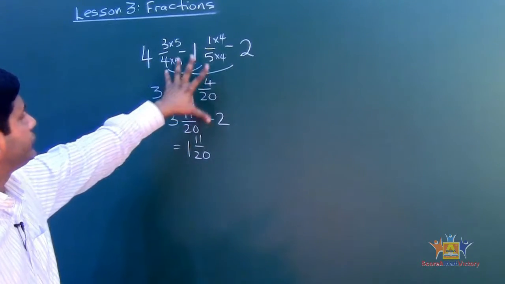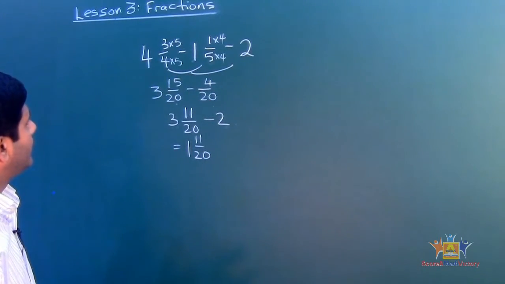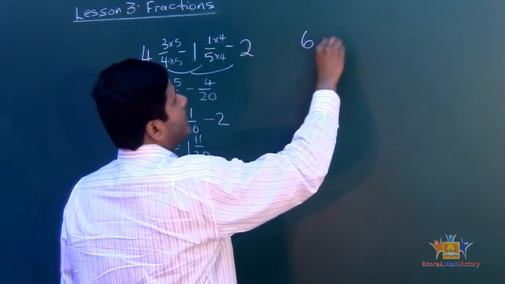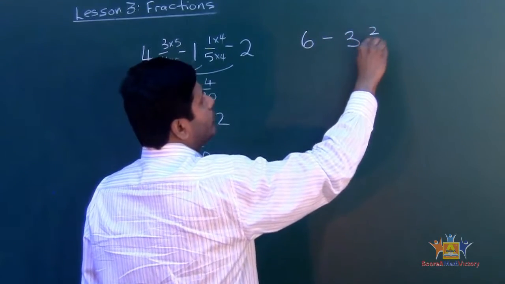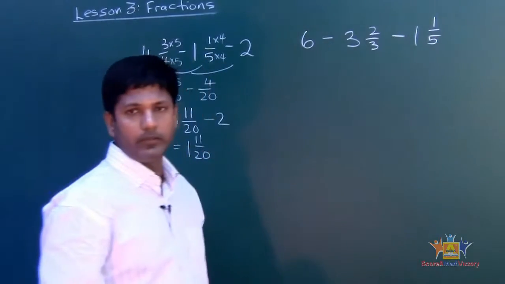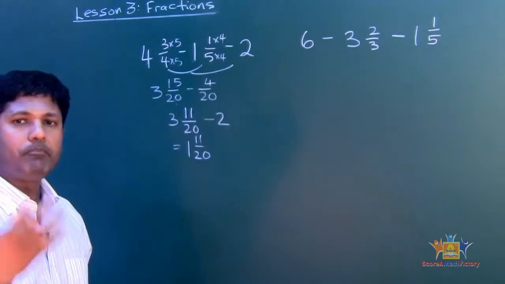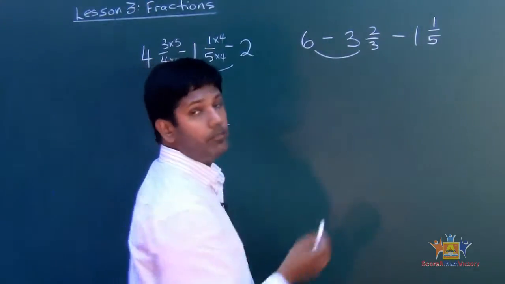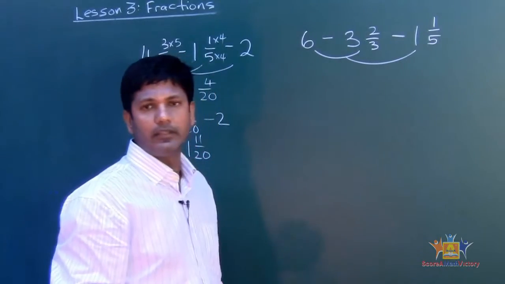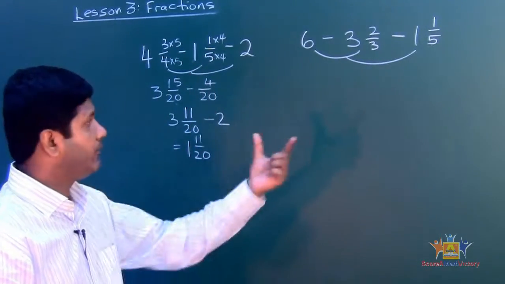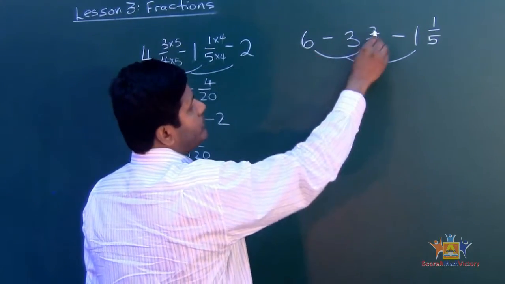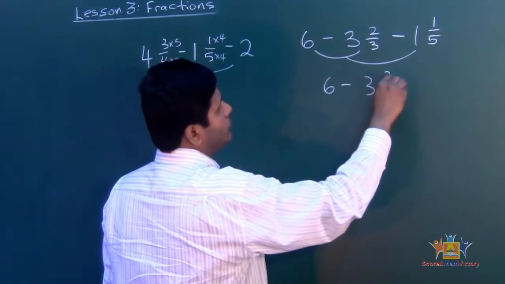Very straightforward. I just gave you a different combination. I just want you to understand that. All right, good. Now let's say, for example, I give you 6 minus 3 and 2/3 minus 1 and 1/5. How do you do this? Again, using the pairing method. You pair this one, and whatever operation is involved in that pair, you perform it. After you're done, you pair with that and perform the operation required on that pair. In this case we are subtracting in this pair, so we're going to take 6 minus 3 and 2/3.